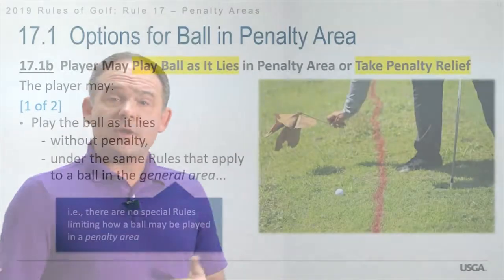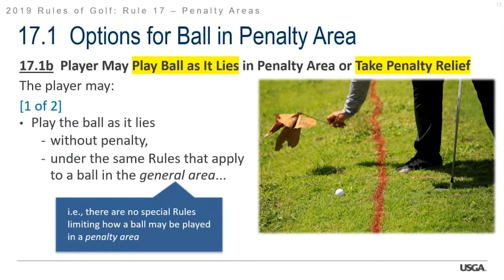Okay, so what can we do when that ball is in the penalty area? We have options to play the ball as it lies or to take relief options. That would be penalty relief that we're talking about. You don't get a free drop out of a penalty area, but you can play the ball as it lies. So without penalty, under the same rules that apply in the general area, we get to play that ball as it lies.